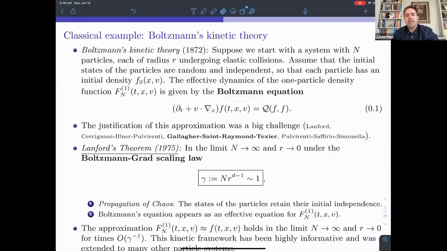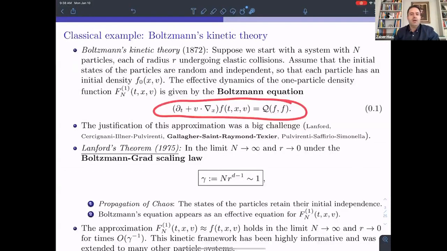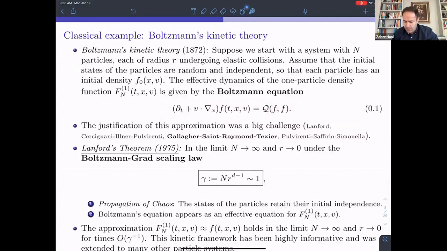And what Boltzmann's theory tells us is that we can give an effective dynamics for the one particle density function. This is what I call over here f_n^1 of t, x, v, which again tells you the probability of finding a particle at position x moving at velocity v at time t. The central point of Boltzmann's theory is that this is well approximated by the solution of this celebrated PDE, this Boltzmann equation, which you've already all seen before. There's a transport term on the left-hand side, and on the right-hand side, there's a collision kernel that I don't write because I won't be needing it.